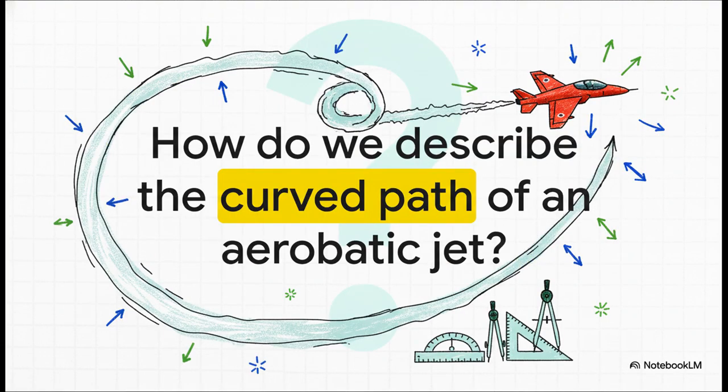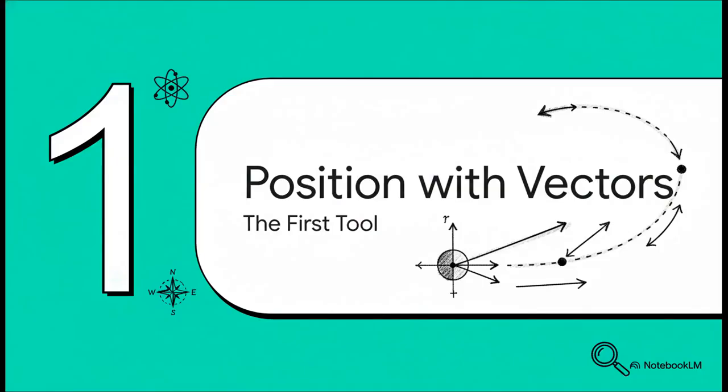So that's the big question, right? How in the world do we precisely describe something as wild as a jet twisting and turning through the sky? I mean, the path looks completely chaotic, but the answer, well, it's surprisingly elegant. It really all just comes down to having the right tools for the job. So, let's go ahead and open up our physics toolkit.